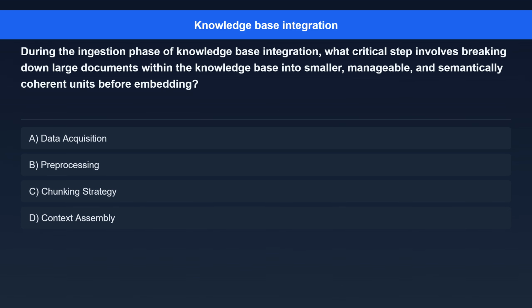Question 3. During the ingestion phase of knowledge base integration, what critical step involves breaking down large documents within the knowledge base into smaller, manageable, and semantically coherent units before embedding? Option A. Data acquisition. Option B. Pre-processing. Option C. Chunking strategy. Option D. Context assembly.